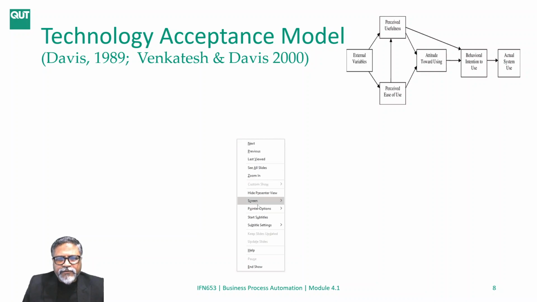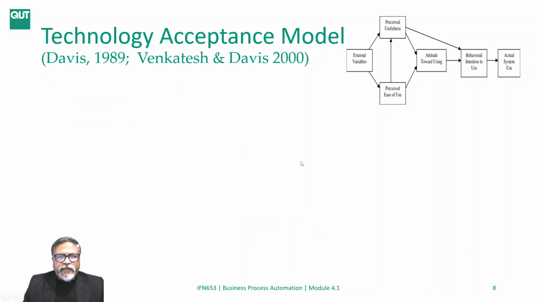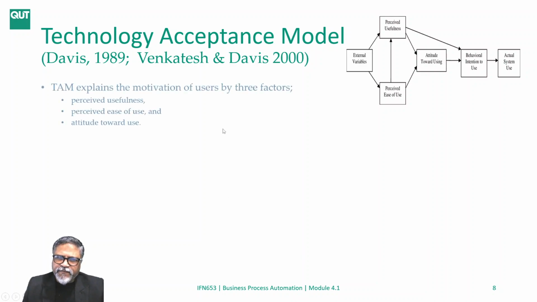Okay, let me get rid of this guy. Okay, next is the technology acceptance model by Davis in 1989 and Venkatesh and Davis in 2000, which is one of the most cited theories in information systems. I think it has over 100,000 citations to date. Yeah, it's around that much. So the theory talks about a different perspective. It talks about technology acceptance in organizations.